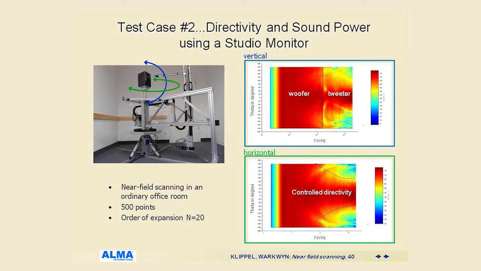In the vertical, we have a separation between the woofer and the tweeter and a contour plot. And in the horizontal, we have a more controlled directivity. So we can use this data to improve the sound field in the near field.